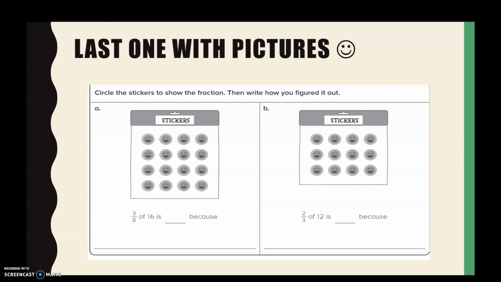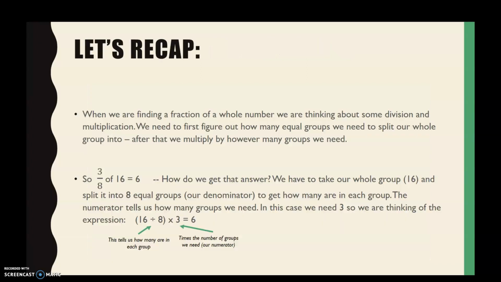So 16 divided by 8 is 2, and I want 3 of them. 2 times 3 is 6. And for B, 12 split into 3 equal groups is 4, and 4 times 2 is 8. Alright, so let's kind of recap. That's a lot of information.